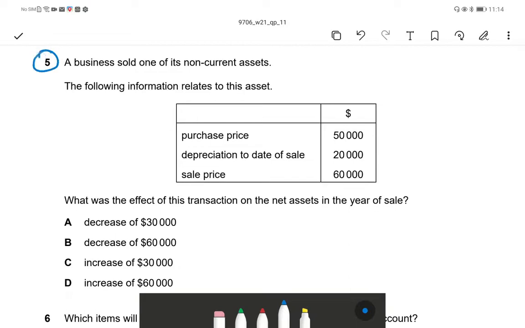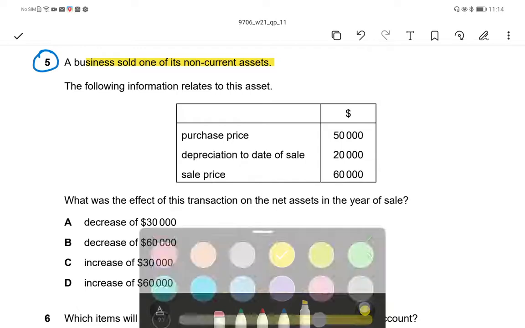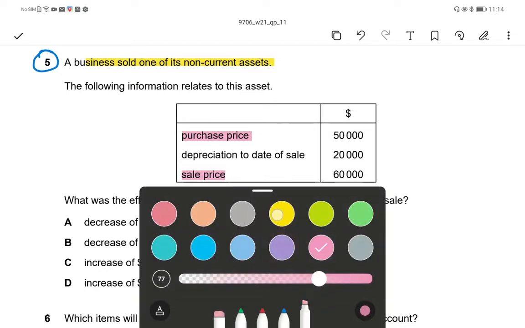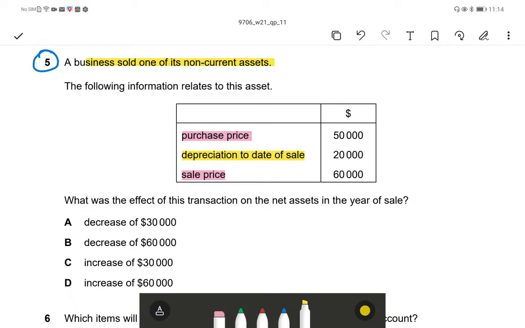Fifth one, a business sold one of its non-current assets. The following information relates to this asset. They are given the purchase price, the sales price, and also the depreciation. What was the effect of this transaction on the net assets in the year? Net assets means fixed assets minus working capital change. That means current assets minus current liabilities. So the net asset change, what is the effect?